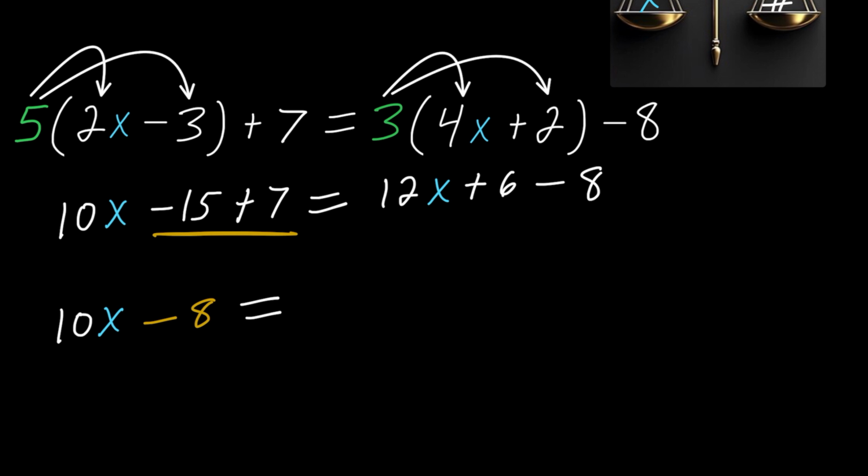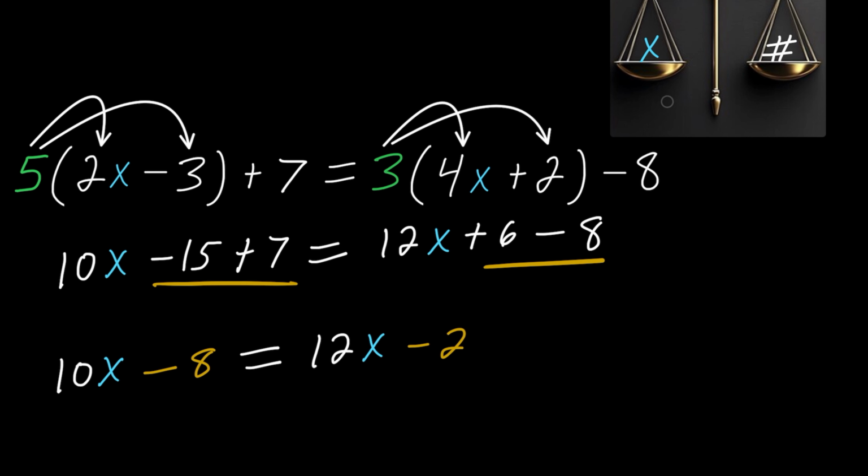And then let's take a look at these other two numbers that can be simplified. What is 6 minus 8? That is going to equal negative 2. So we can write 12x minus 2. All right. Now we've written this in a simpler form. And if we take a look at our balance, all the x variables need to go to the left-hand side, all the numbers to the right-hand side.